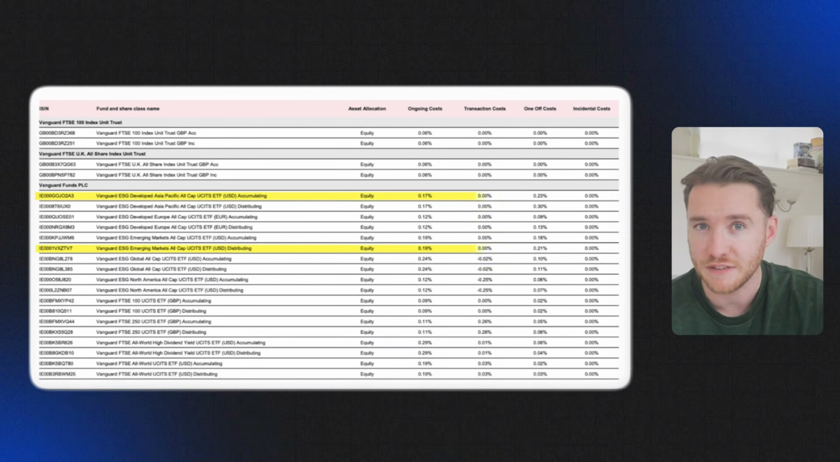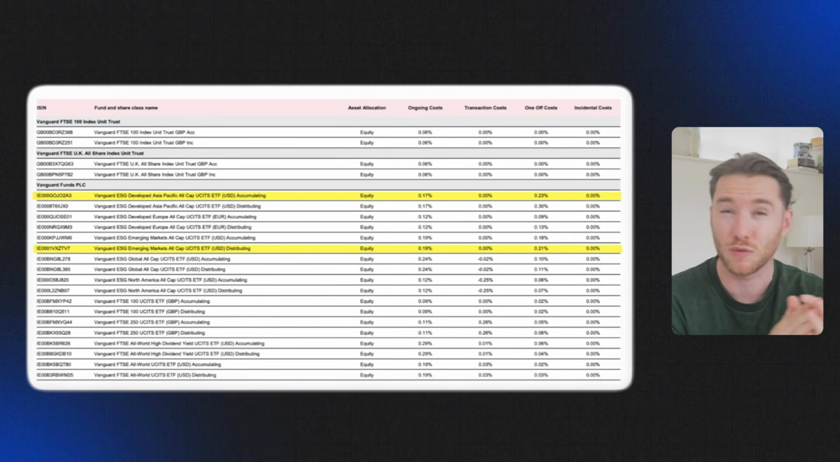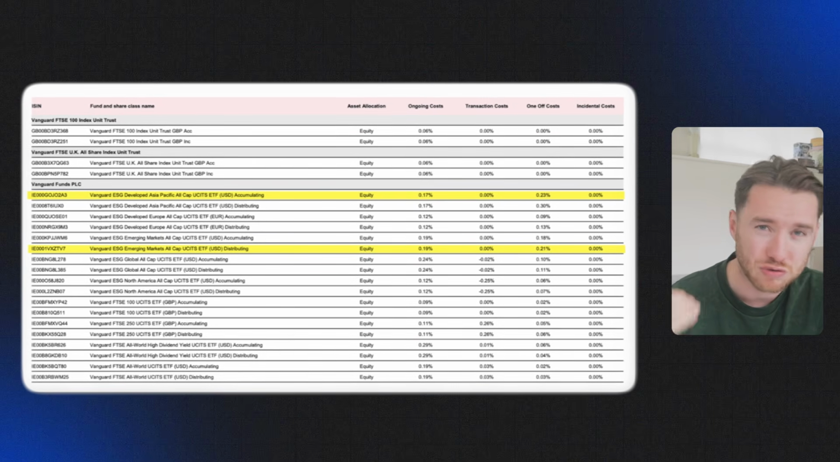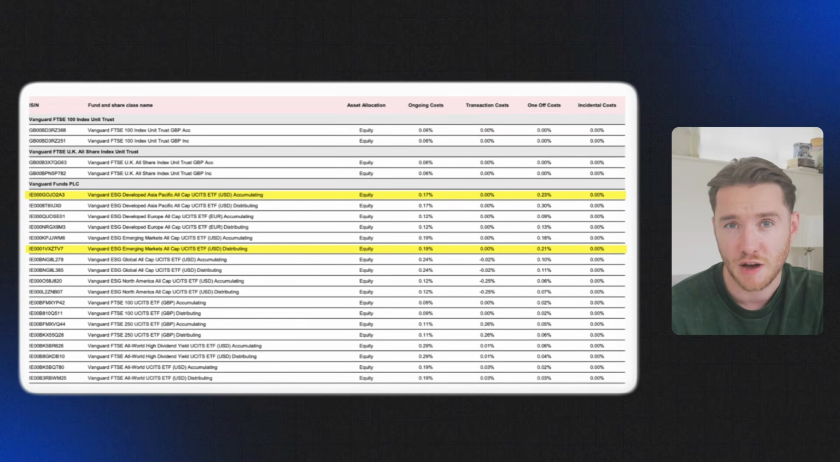It's set by the market makers on the stock exchange and ultimately reflects the supply and demand for that specific fund. For VWRP, this one-off cost is currently 0.02%. Once again though, some of these funds have high one-off costs. Look at these ESG funds, for example. A few of them have one-off costs of 0.2% and above, making these funds relatively much more expensive than you might have first thought.